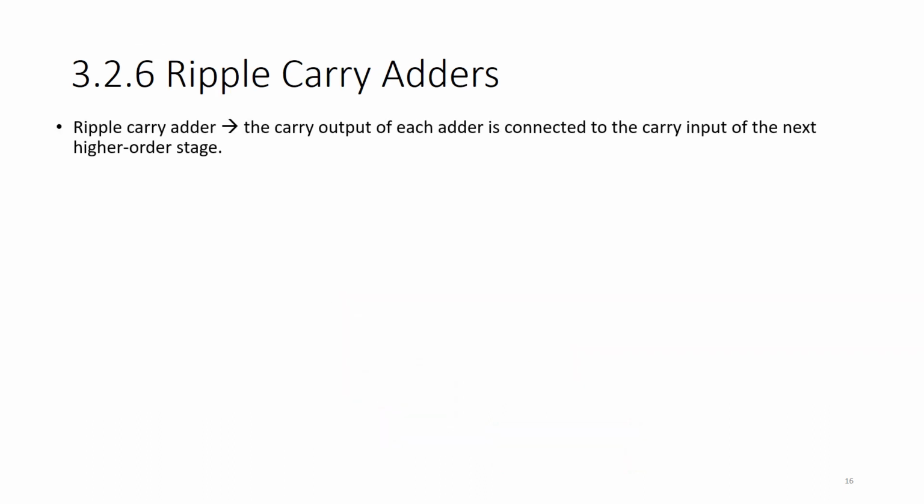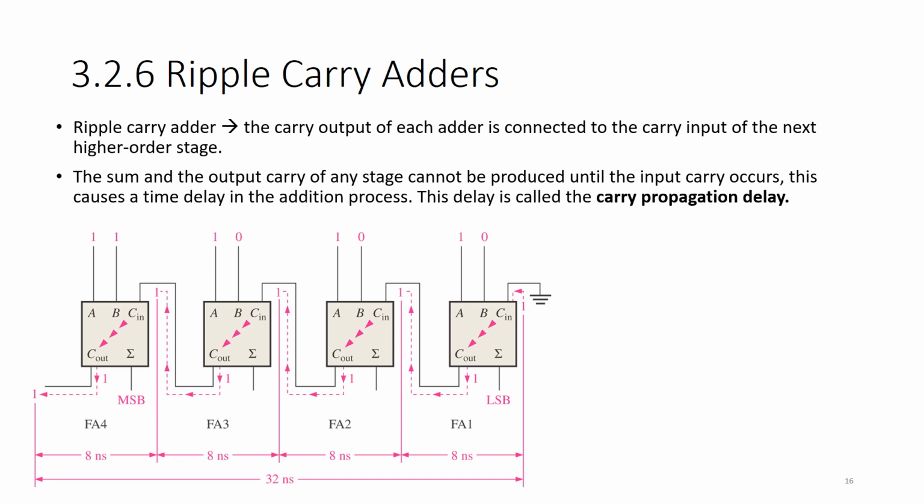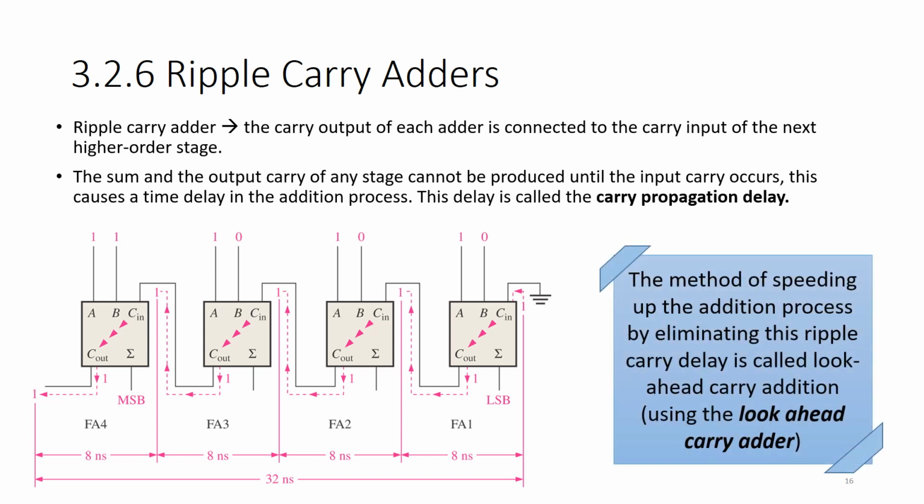For ripple carry adders, the output of each adder is connected to the carry input of the next higher order stage. And we have something called the carry propagation delay. As it moves from one stage to another, let's say one addition requires 8 nanoseconds. To proceed to the next one, we will require another 8 nanoseconds, and in total we have 32 nanoseconds for a 4-bit adder. And how do we eliminate this? We can use a look ahead carry adder to solve this problem.